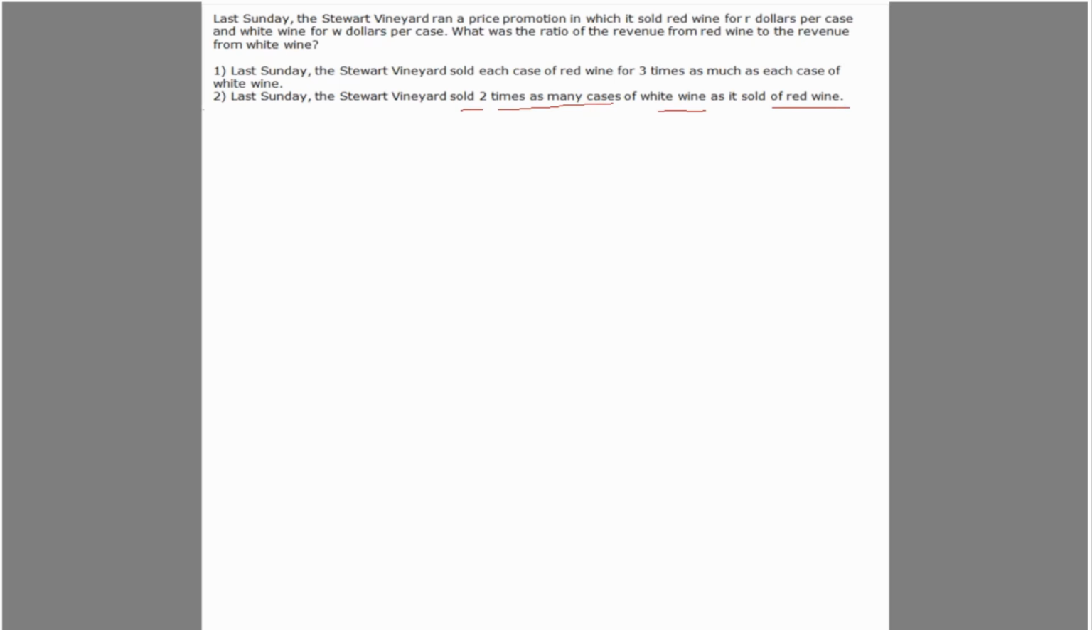So what we have here, and we're going to set this up the same way, we have our red wine. We're going to call R equals the dollars per case. We're going to call X equal the number of cases. We're going to have W be the dollars per case for white, and let me make that look more like an X, and Y be the number of cases. So again, what's the ratio of red to white? Rx over Wy is equal to what?